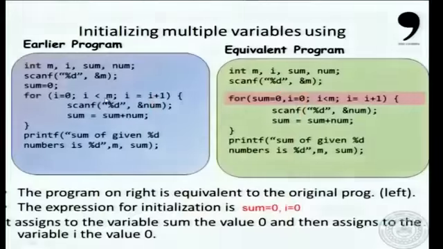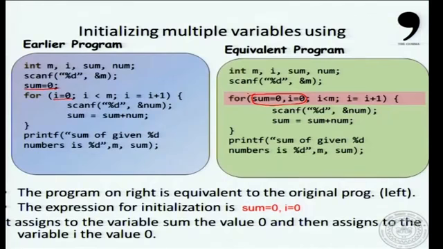Now here is a syntactic convenience that C provides us, and let me make this remark as the final thing in this session. So notice that we had to initialize 2 variables here. The first is sum, which was initialized to 0, and the second was I, which was initialized to 0. Now wouldn't it be convenient if I could do this together? And that's what C provides us.